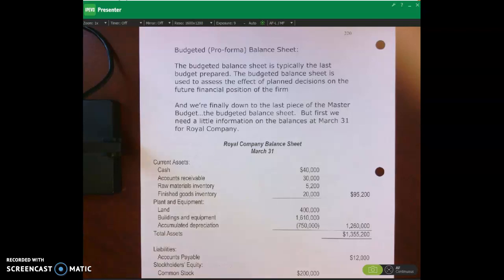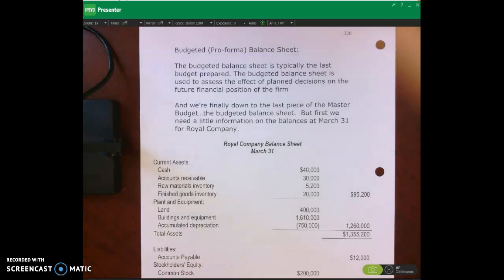Hello and welcome. In this lecture video, we'll cover the balance sheet, the pro forma balance sheet. So the balance sheet is typically the last budget that we will prepare. And that's something that we talked about in the first lecture video of the chapter, where we talked about the relationships among the different budgets.